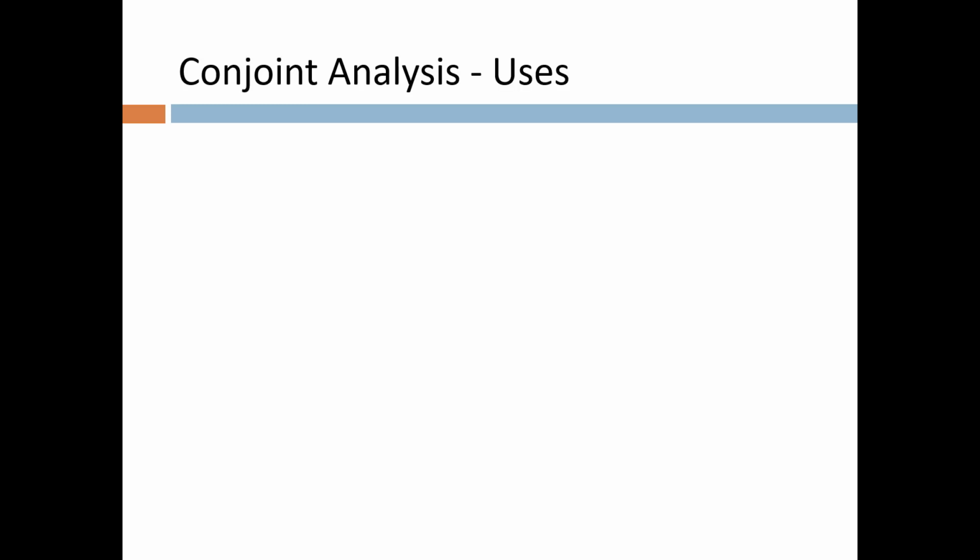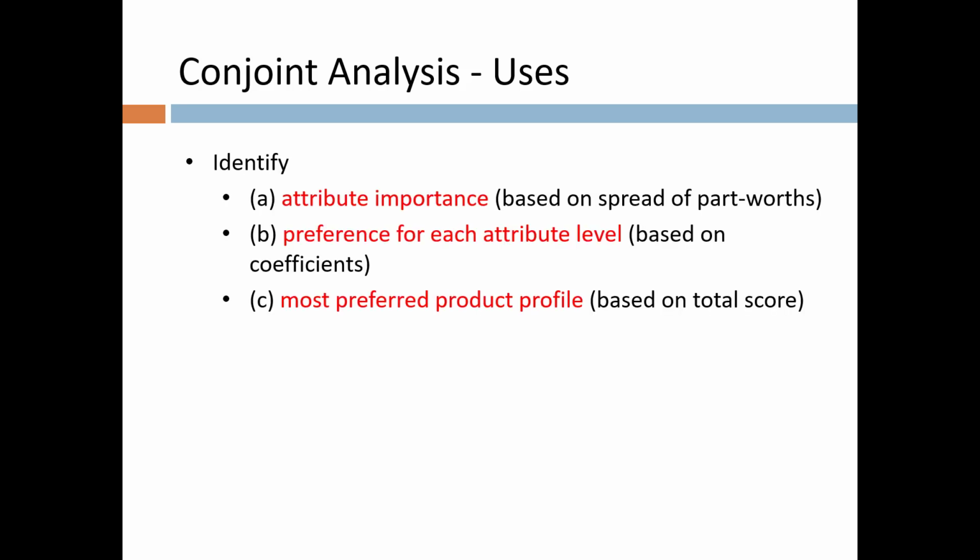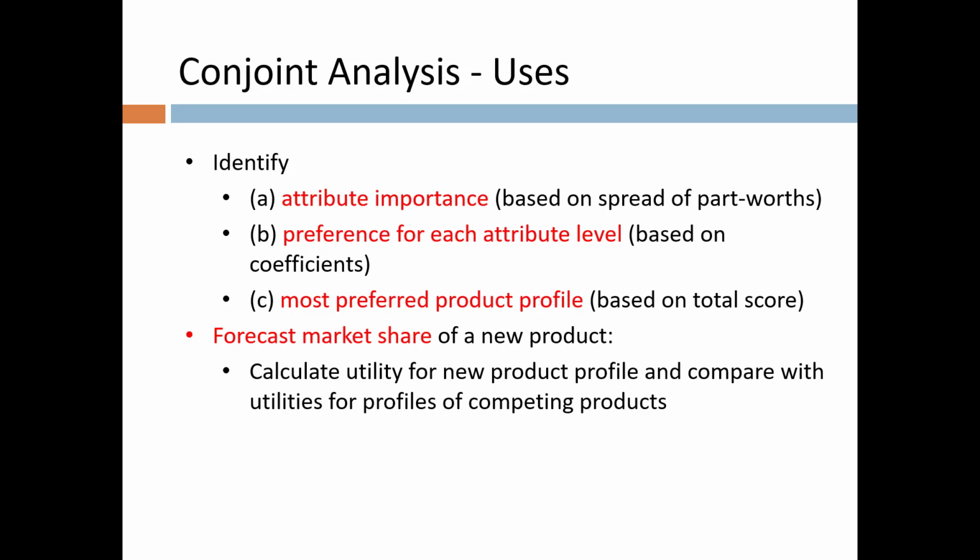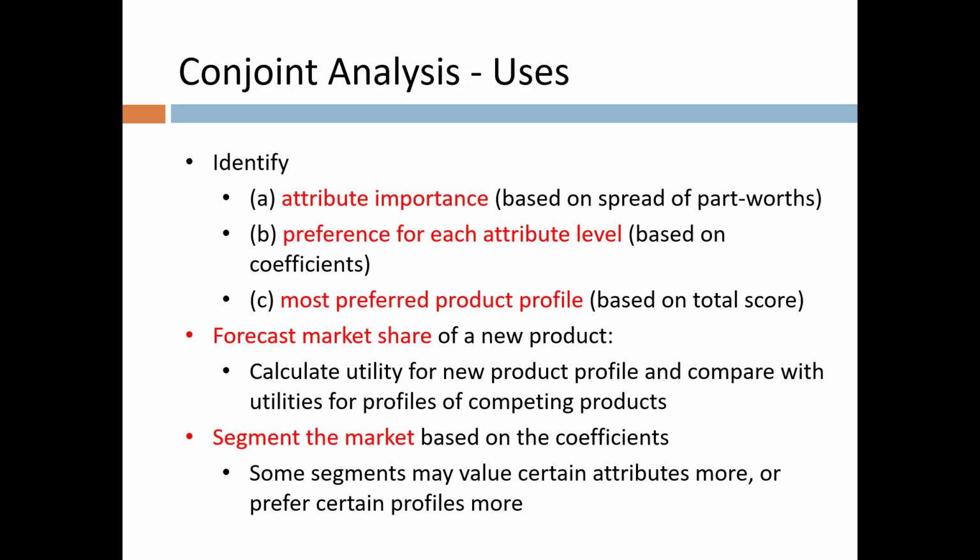That concludes our discussion on conjoint analysis. As you can gather, it has many important uses from a marketing standpoint. It is used to identify attribute importance, preference for each level of each attribute, and the most preferred product profile. It can be used to forecast market share for new products. We can do this by calculating the total utility for the new product given its profile and compare that with the utilities for competing products. Finally, it can be used to segment the market based on the coefficients. By grouping people based on their estimated coefficients, we can identify groups that value certain attributes more or prefer certain profiles more.